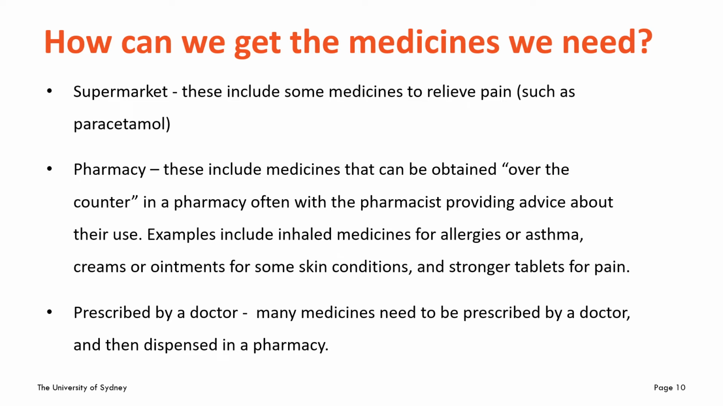The next level of medications are those that you need a prescription for, and you can get that from a doctor or a specialist. And this is when you collect the script from the doctor and it has to be dispensed within a pharmacy. And you can't buy those over the counter because you need a prescription. So 3 levels. You can buy medicines in supermarket, in the pharmacy, or through a prescription from a doctor.